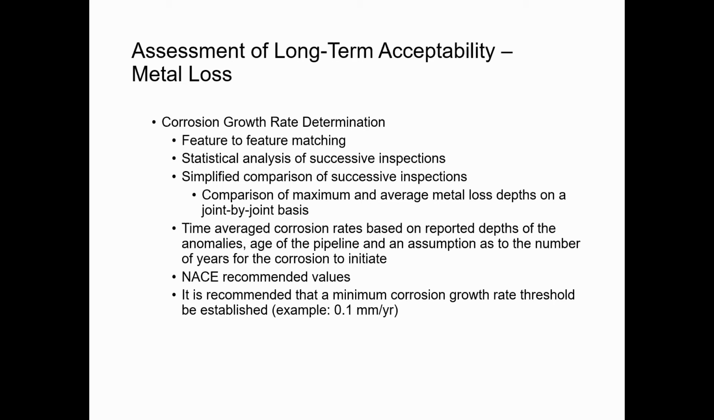Regardless of all of those, it's our recommendation that you set a minimum corrosion growth rate threshold regardless of what's calculated. So it might sound great if the calculated growth rate is 0.001 millimeters per year, but it's best to set yourself some threshold as a check against any errors that could have happened from the growth rate determinations. And for us at our shop, we use 0.1 millimeters per year as a default corrosion growth rate.